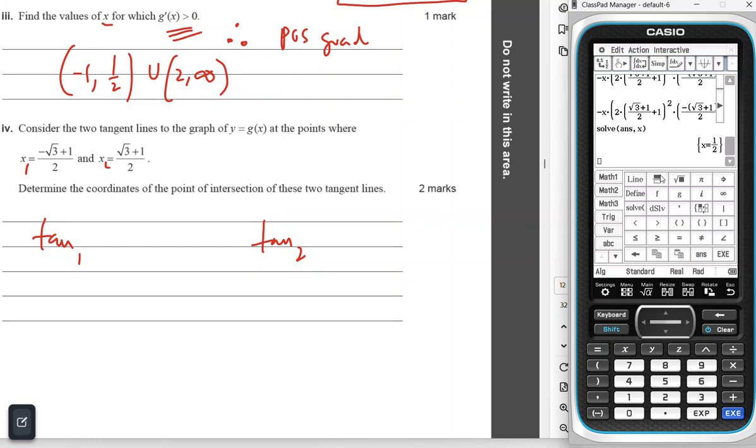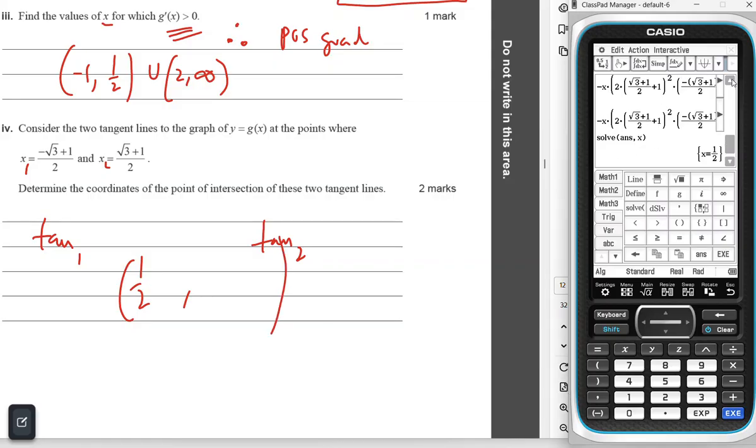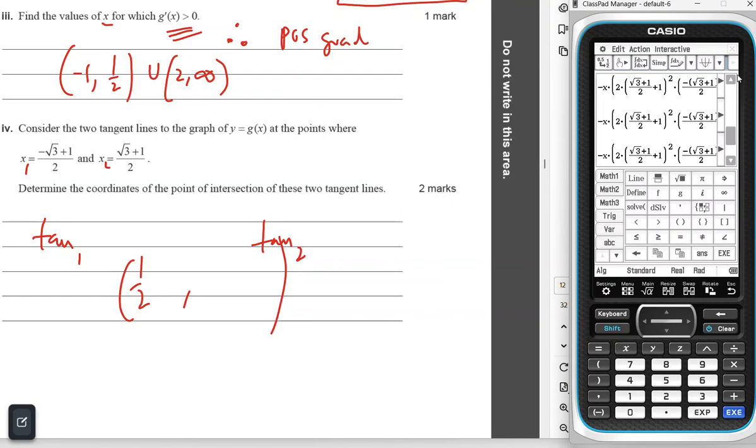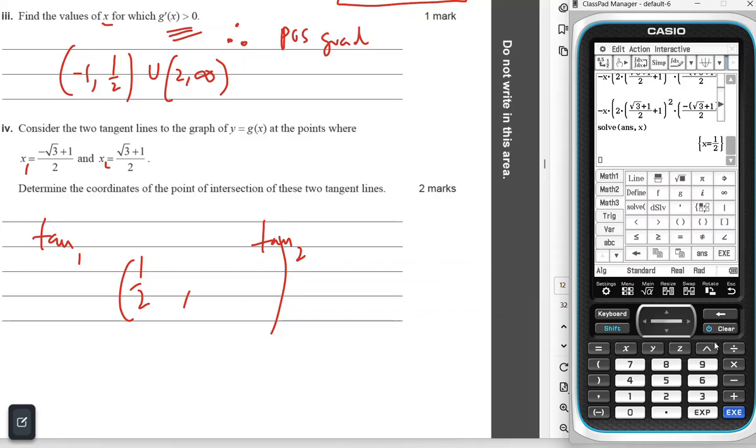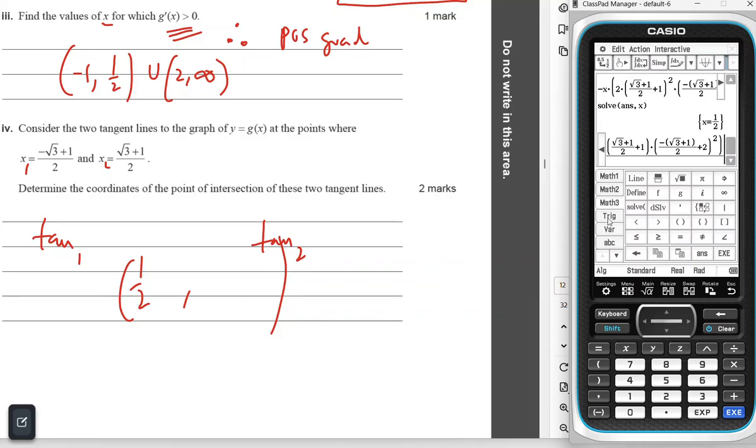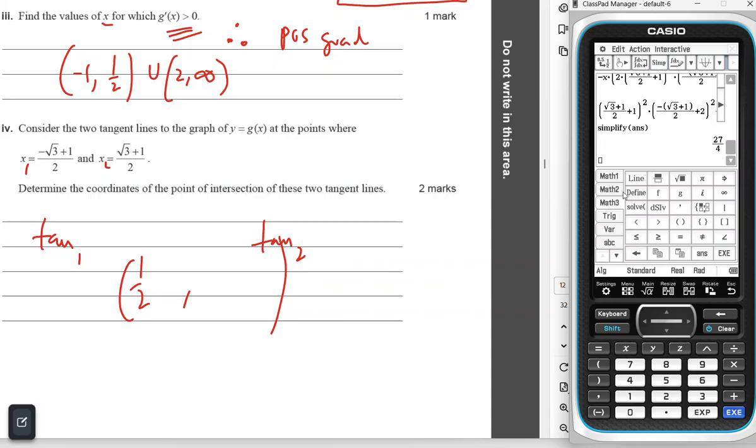And I get x equals a half. And I will just take one of these lines, that tan line there, copy it, come down, paste, math 3, given x equals a half, take all of it, brackets and all, doesn't matter. Simplify that answer, I get 27 on 4.